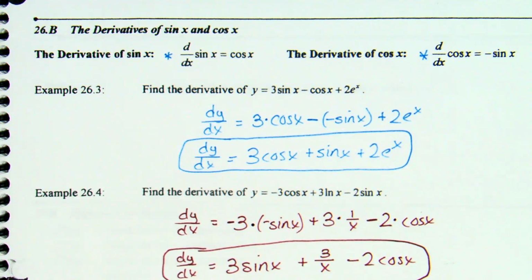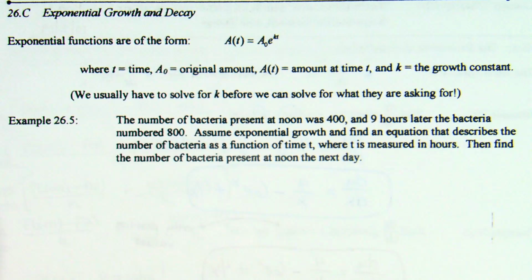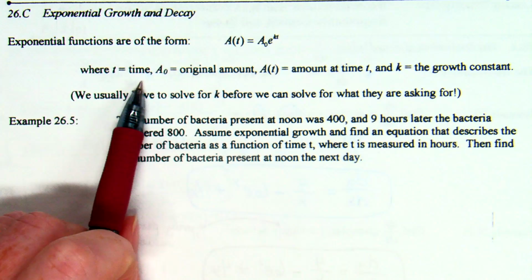Okay, I do want to look at one example of exponential growth and decay. We have this trend all year long, where we look at a variety of problems like this. So, exponential functions are of the form A of t equals A sub naught, or A of 0, times e to the kt. Okay, where t, as always, stands for time.